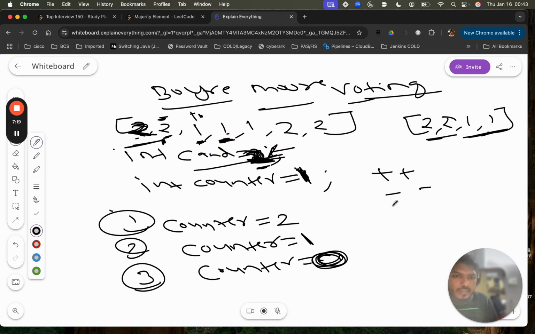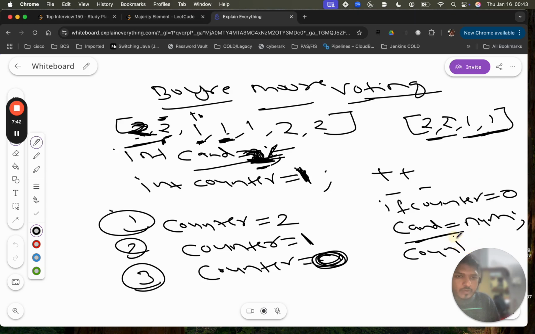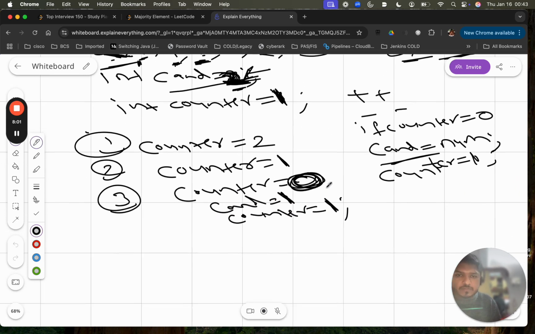So I'll write one condition: if the counter is 0, then this candidate will become a new potential candidate, and I'll set my counter equal to 1 for this one, right? Now in the third iteration, I got my new candidate, which is 1, and for this the counter is equal to 1 at the end, right?